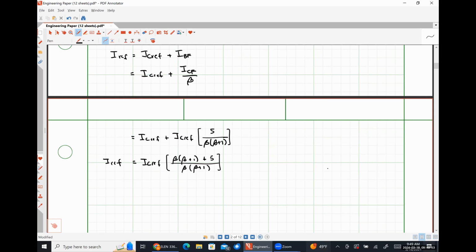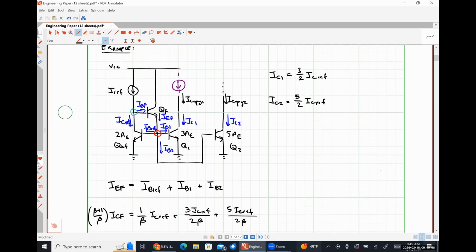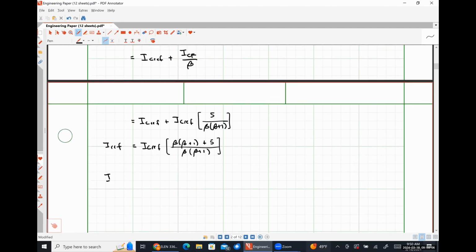And we know, I need to come back up here and use these relationships. So ICOPY1 is equal to three halves ICREF. And so that's going to be, let's see.